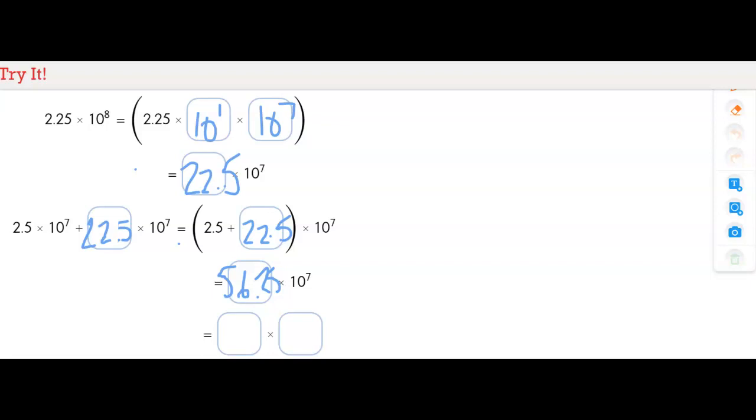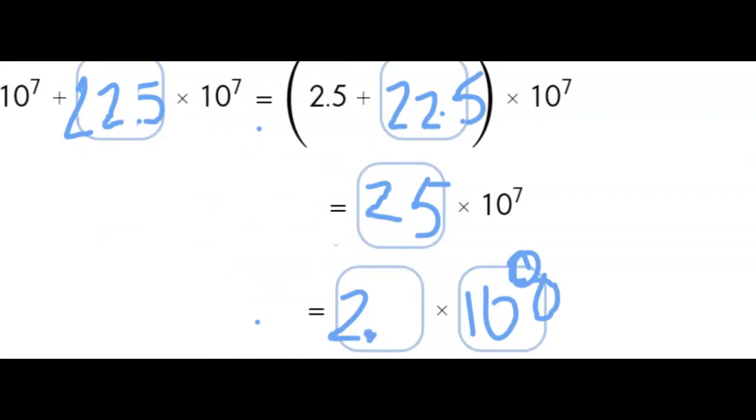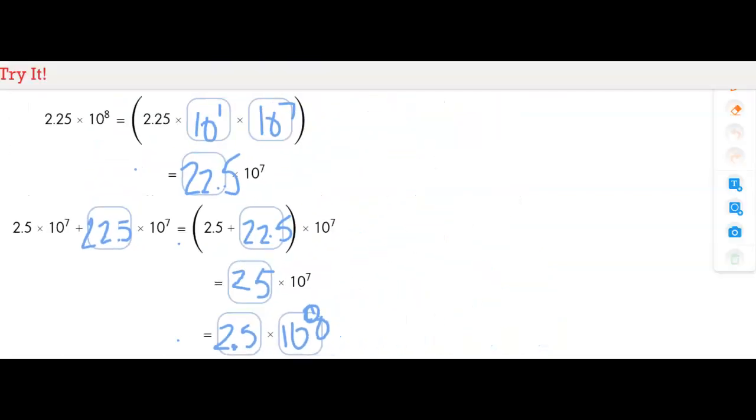Made a mistake. I multiplied instead of added. Again, when you rush, you make those simple mistakes. So this should be 2.5 plus 22.5, which is equal to 25. And then 25 times 10 to the 7th power. I want to go back to having that 10 to the 8th power, so I'm going to make this 2.5 times 10 to the 8th power. And that's it.